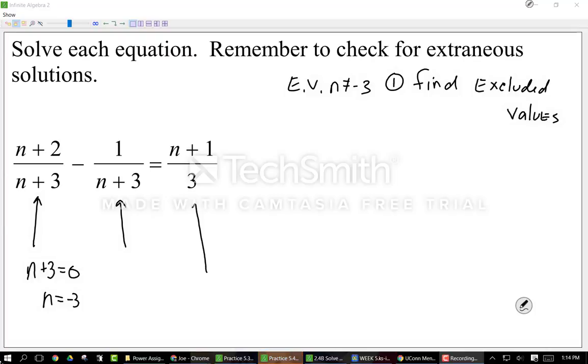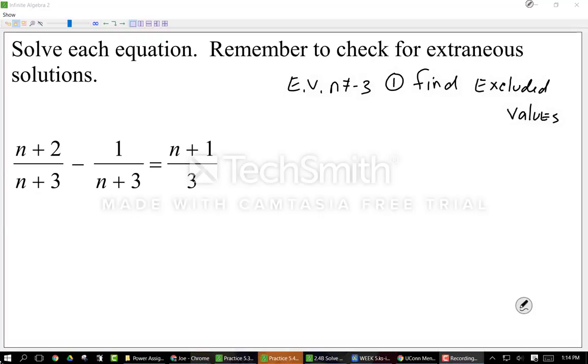But how come I don't have an excluded value for this denominator here with this 3? That's because there's no variable. When there's no variable, I can't solve an equation because 3 equals 0. I can't move a variable or move a number and stuff like that. So I don't have one, so therefore there isn't an excluded value on that fraction.